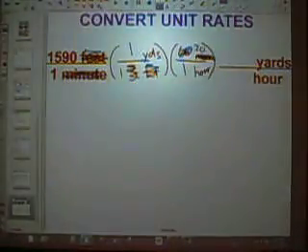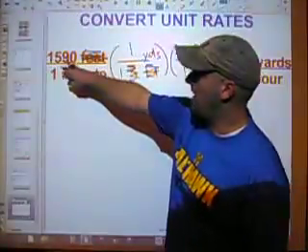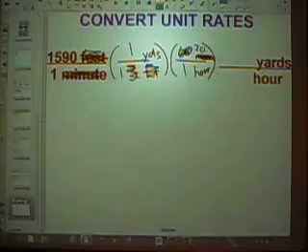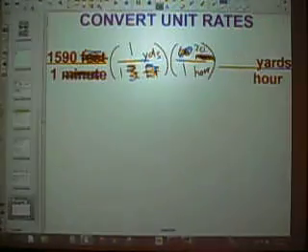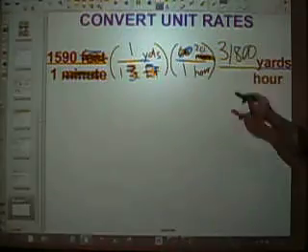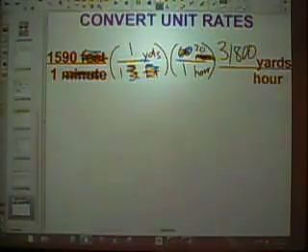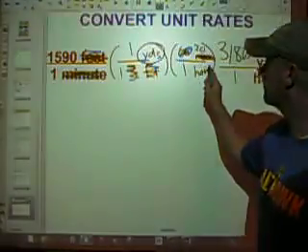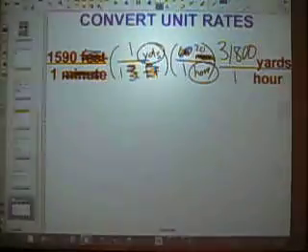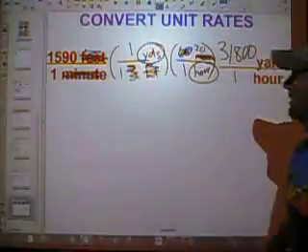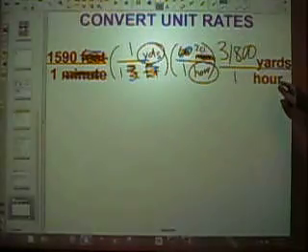And now I have just a math problem that says 1,590 times 1 times 20 over 1 times 1 times 1. And if I take that 1,590 times 20, I get 31,800 yards. If I take 1 times 1 times 1, I get 1 hour. Notice, the yards per hour is what we have now, and we've converted it from how many feet per minute into how many yards per hour.